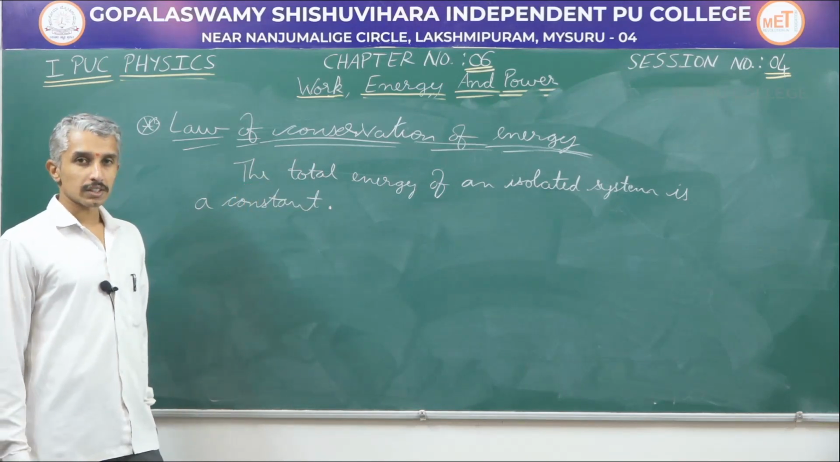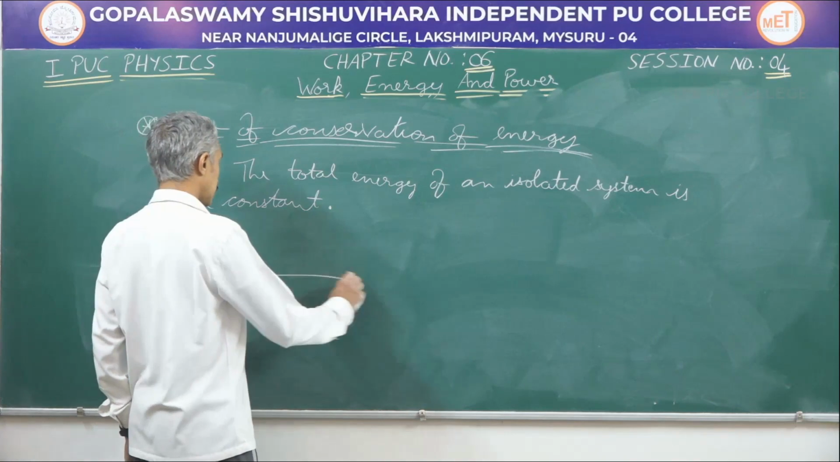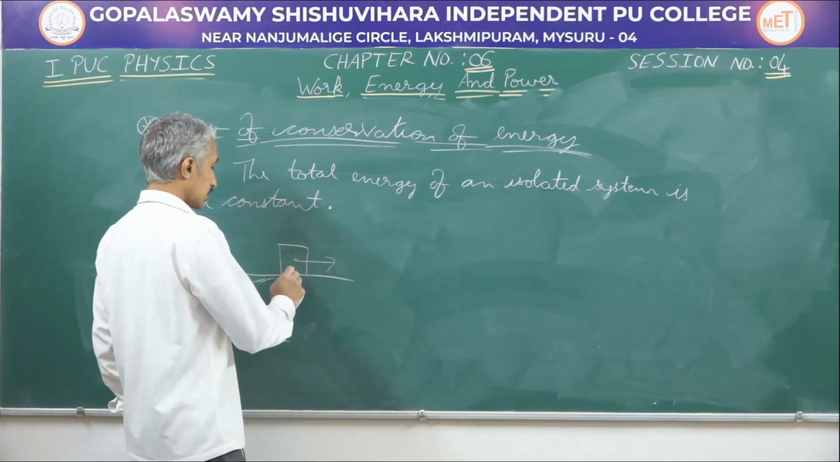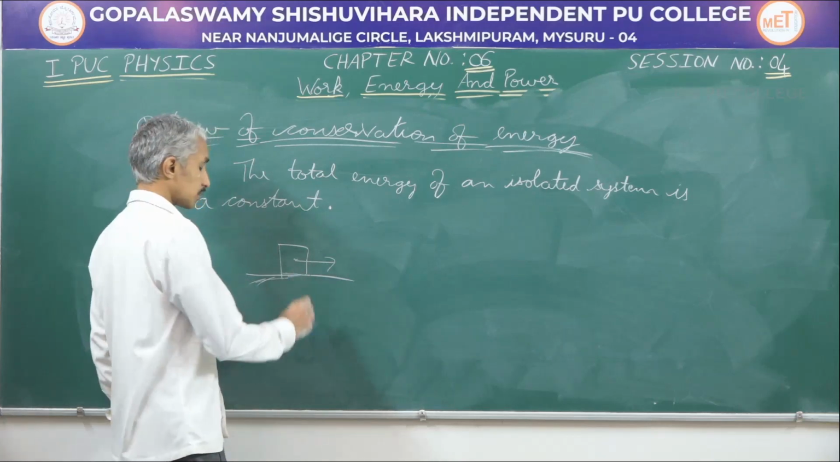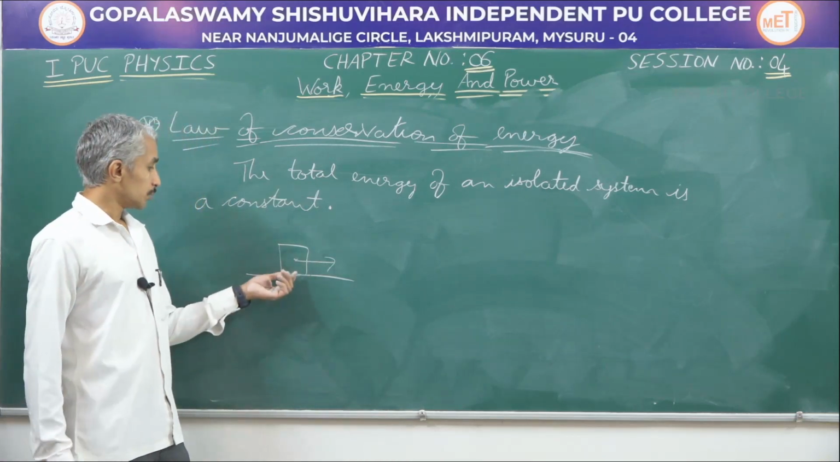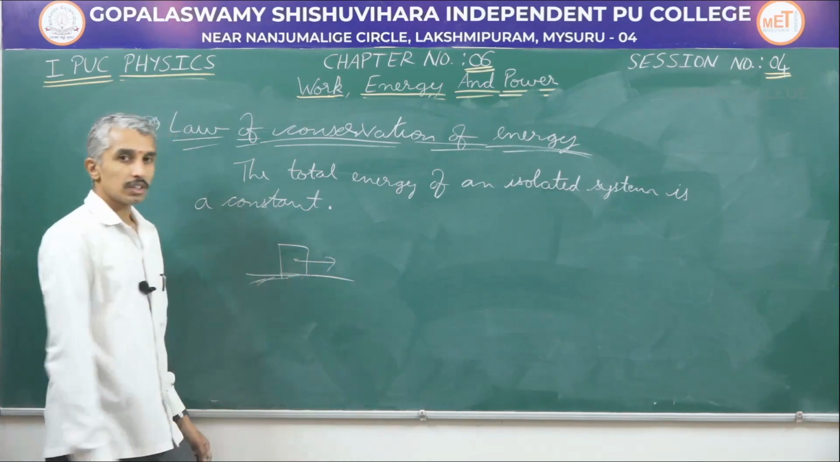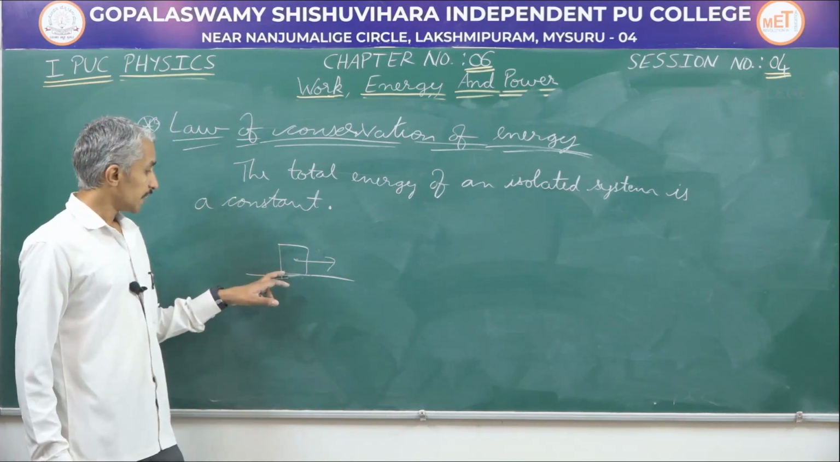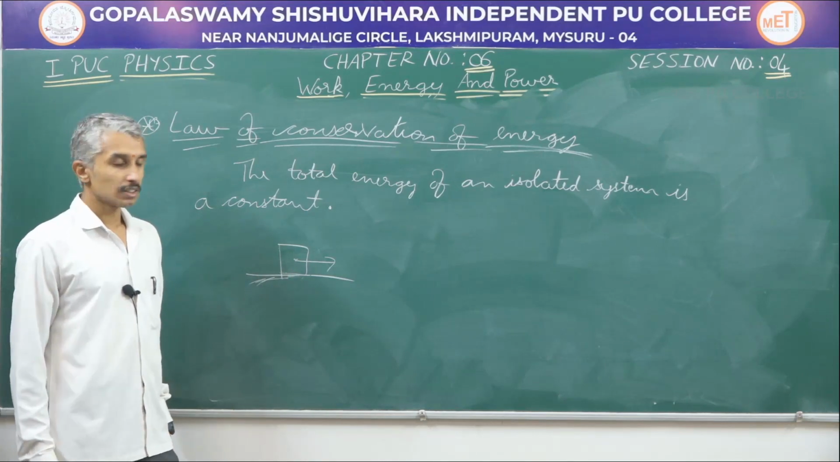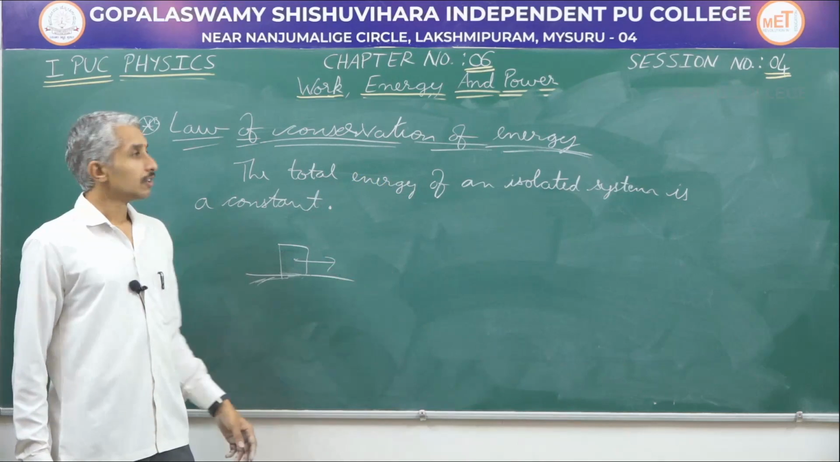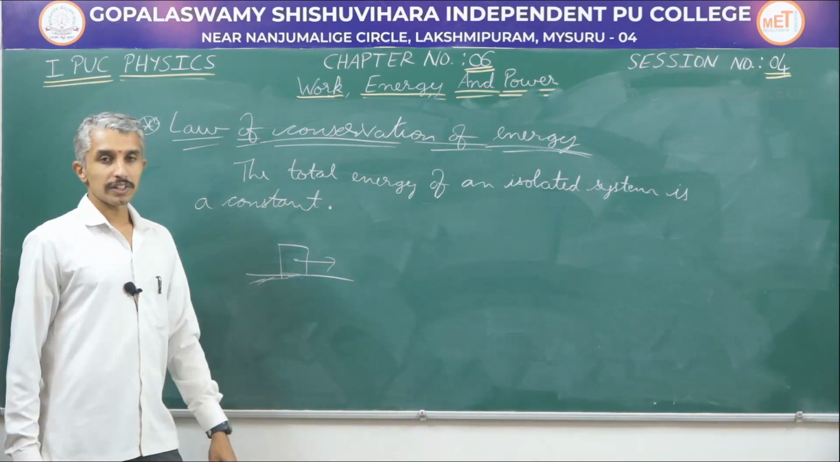You already studied that if an object is moving on a surface, there is frictional force between these two surfaces. Some energy is lost because of friction, and that energy lost is again gained by the object as heat energy. So energy can be transformed from one form to another, whereas the total energy of an isolated system is going to be constant.